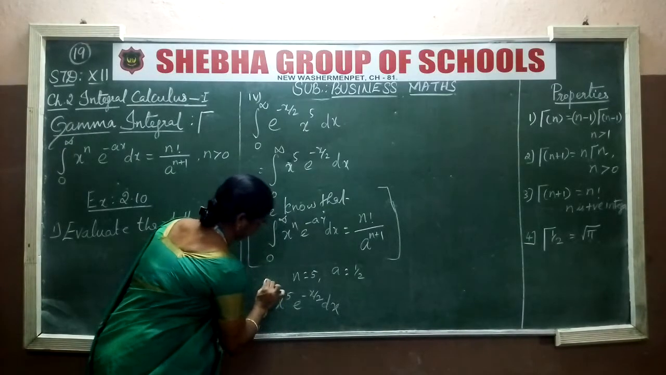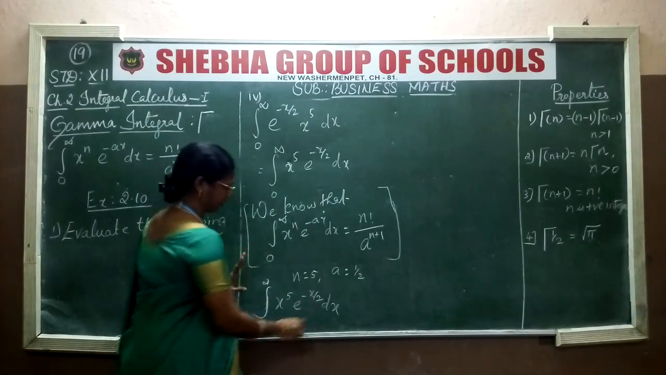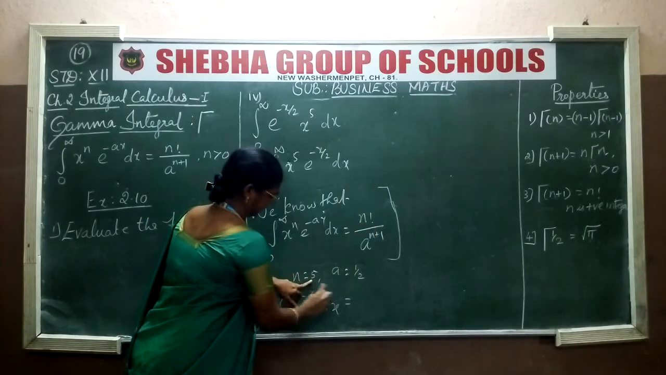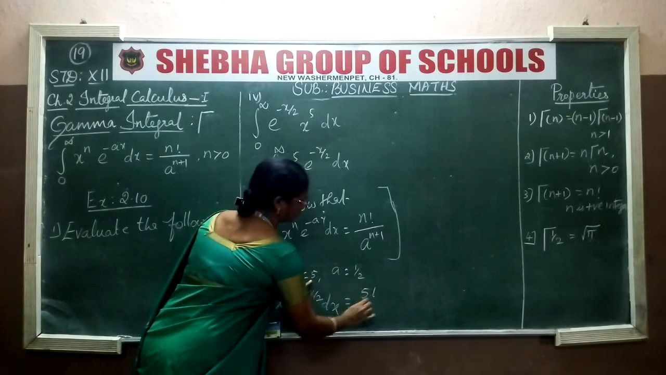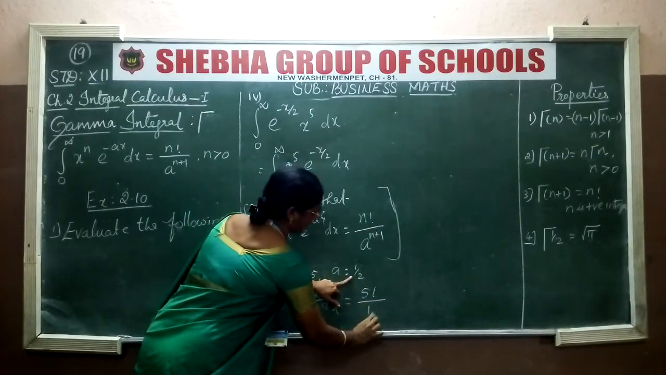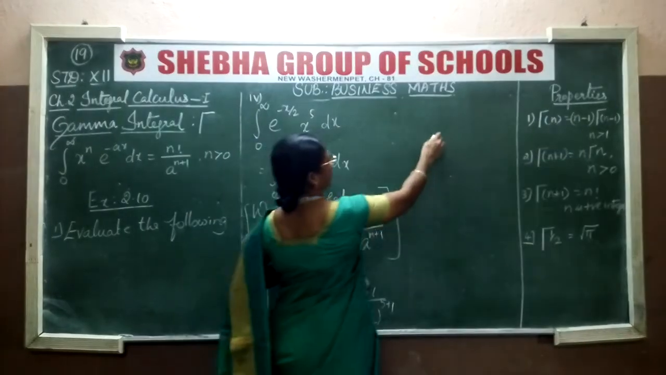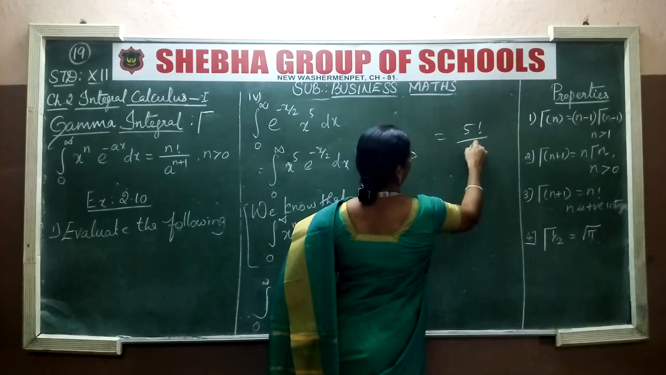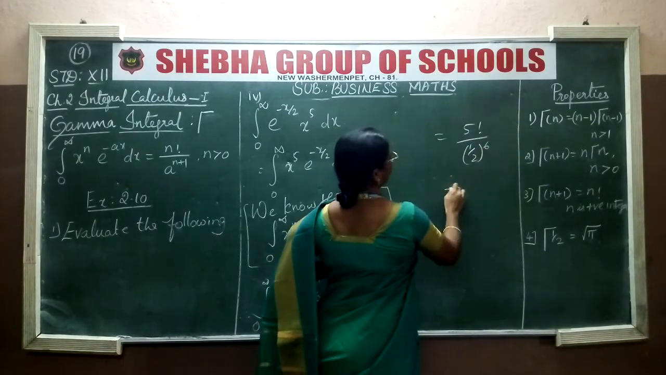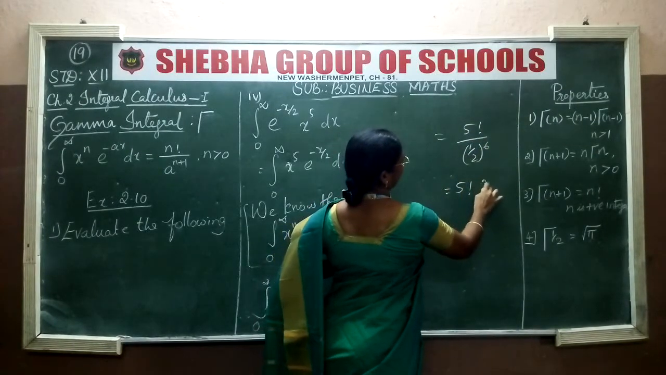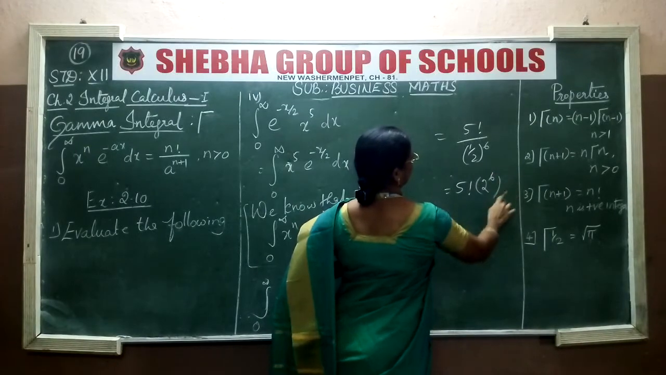0 to infinity x power 5 e power minus x by 2 into dx equal to n factorial. Here n is 5, so 5 factorial by a, a is half, half power 5 plus 1. So we get 5 factorial by half power 6, which implies 5 factorial into 2 power 6. Understood?